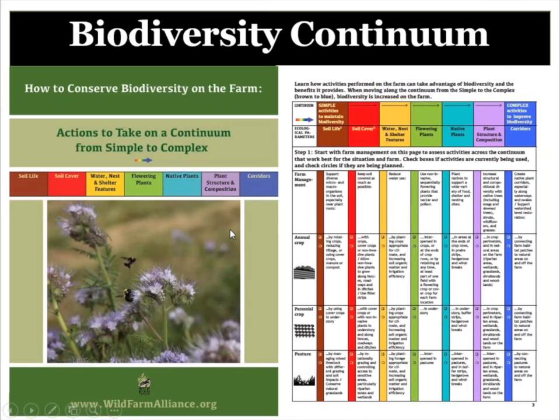Okay, the biodiversity continuum. I'm going to describe some of what is in this publication, how to conserve biodiversity on the farm, actions to take, and a continuum from simple to complex. Complex farm ecosystems help to support those ecosystem services like John mentioned. They help to support the biodiversity, the pollinators that provide pollination, for instance. They also help to support native species, some of which may be rare, and help to reduce climate change impacts.